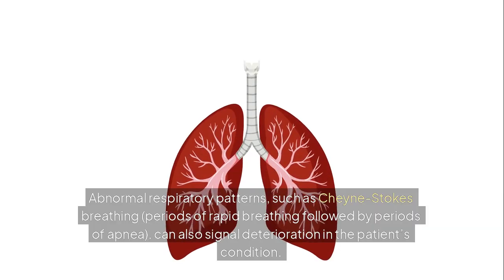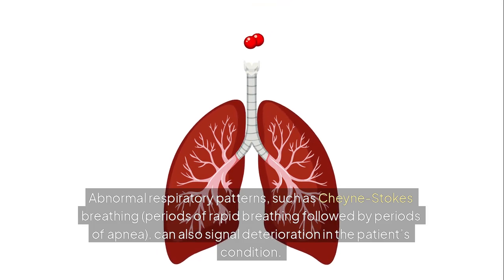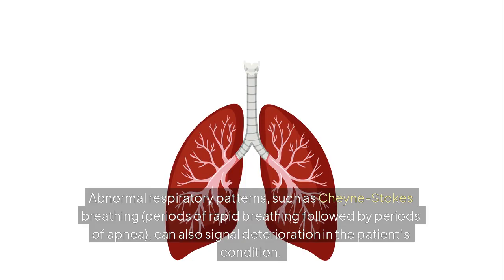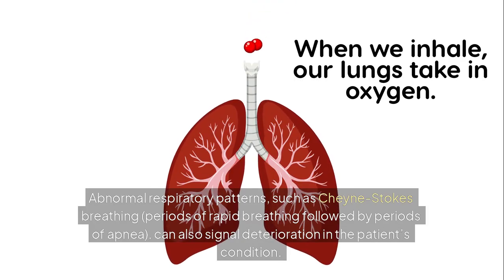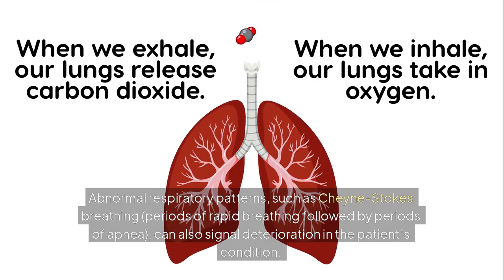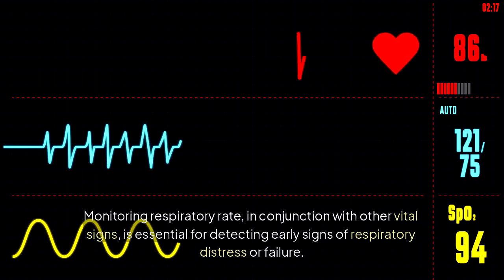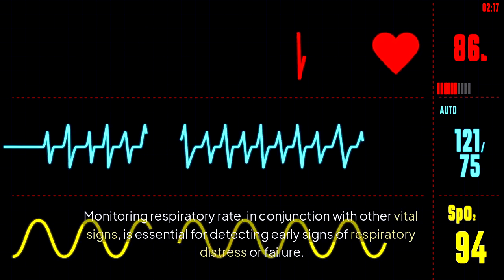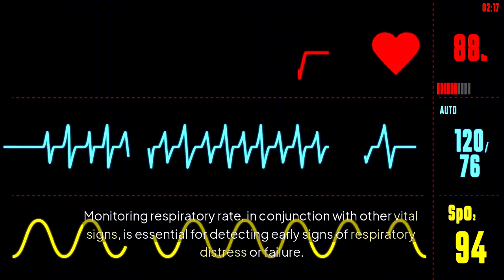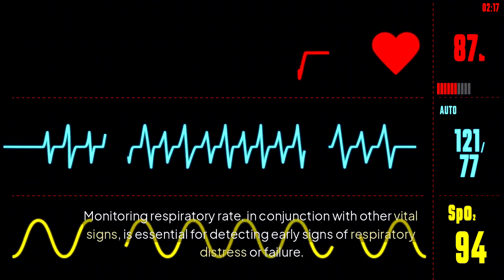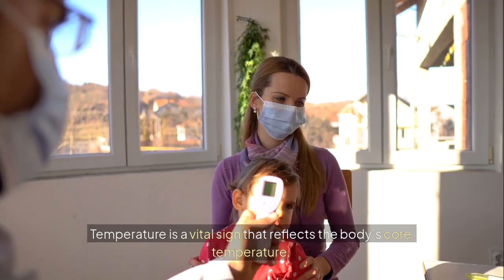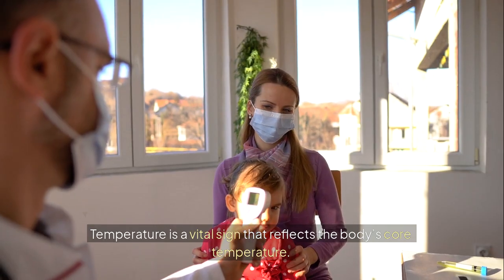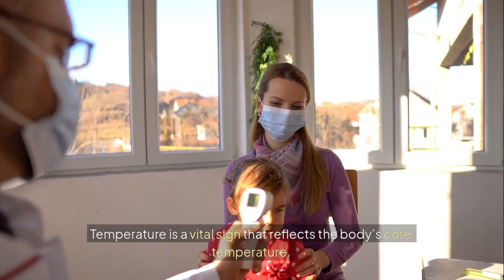Abnormal respiratory patterns, such as Cheyne-Stokes breathing, periods of rapid breathing followed by periods of apnea, can also signal deterioration in the patient's condition. Monitoring respiratory rate, in conjunction with other vital signs, is essential for detecting early signs of respiratory distress or failure. Temperature is a vital sign that reflects the body's core temperature.